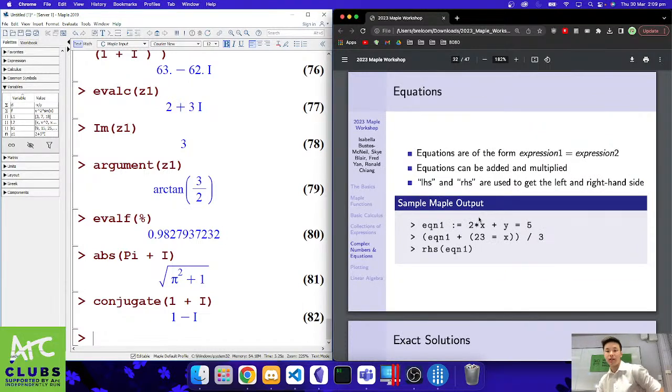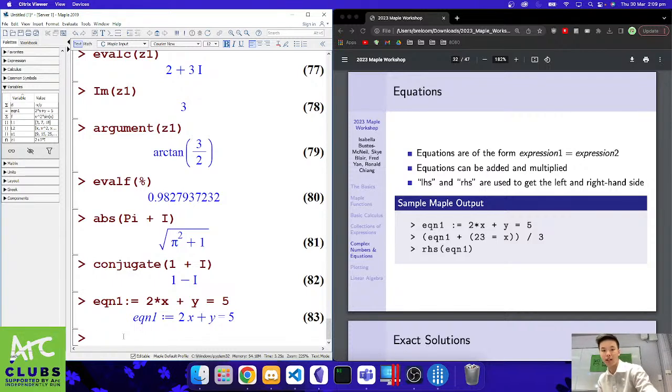The one thing with complex numbers is we can also form equations, and they are expressed in the form of the left-hand side equals some expression on the right-hand side. Okay, so if we have equation 1 and we set it to 2x plus y equals 5, notice in this example, instead of assigning an expression to a variable, we have now assigned an equation to a variable. And equations can be added with other equations, and Maple can solve simultaneous equations the same way we normally would.